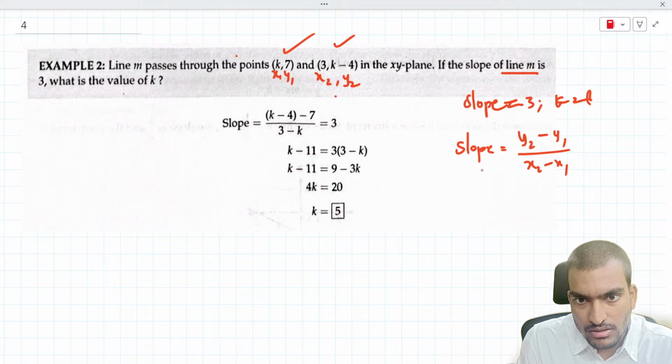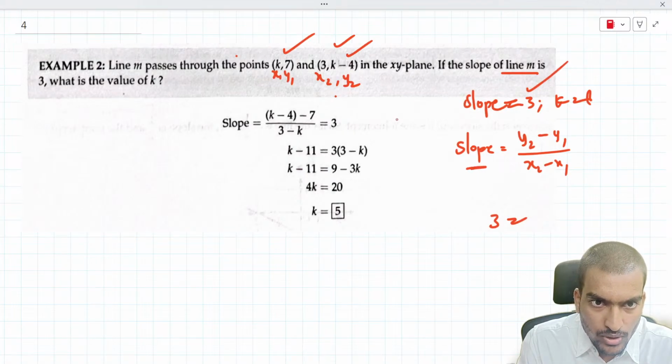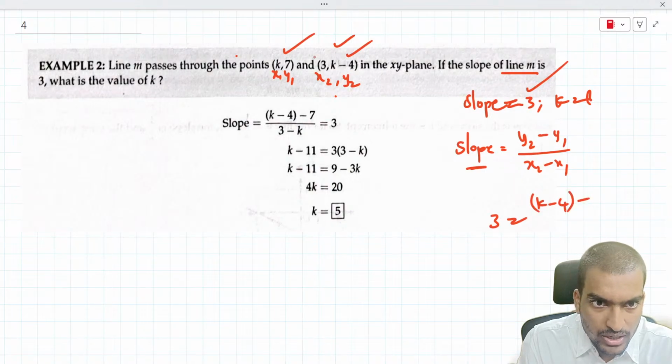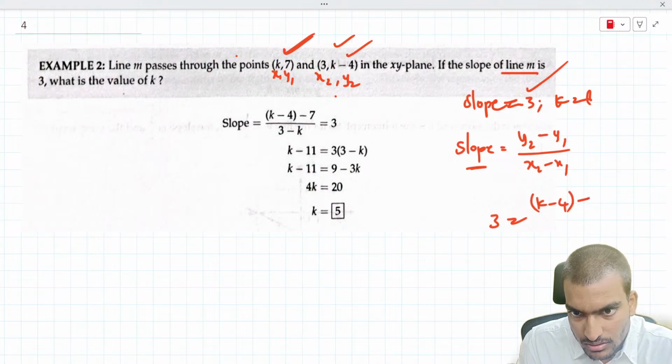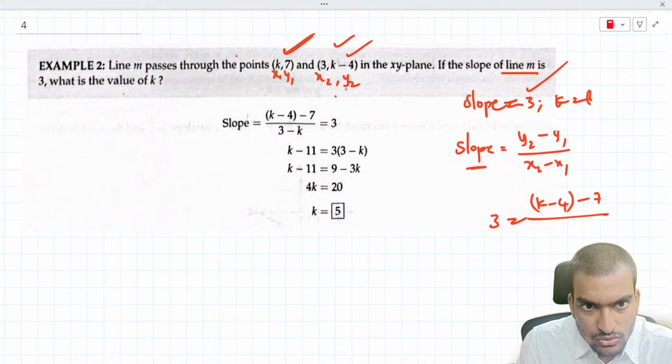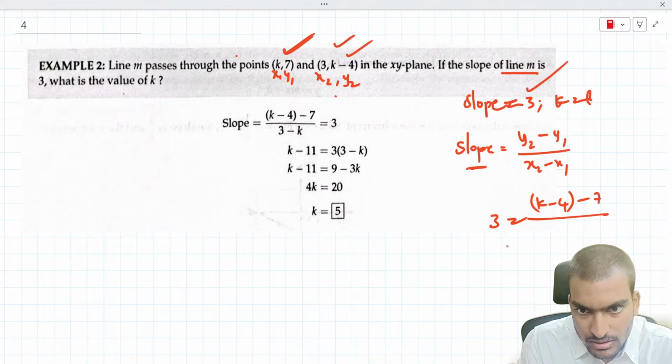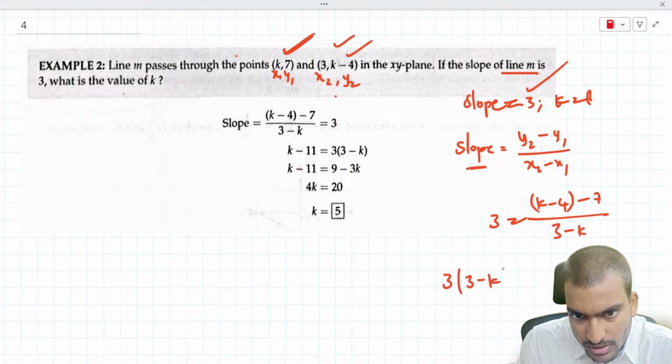So what slope do we have? They already gave 3. And what is y2? y2 is k minus 4, minus what is y1? Which is 7. What is x2? x2 is 3, x1 is k, so 3 minus k. So I just multiply 3 with 3 minus k, and that equals k minus 4 minus 7. 9 minus 3k equals k minus 11.